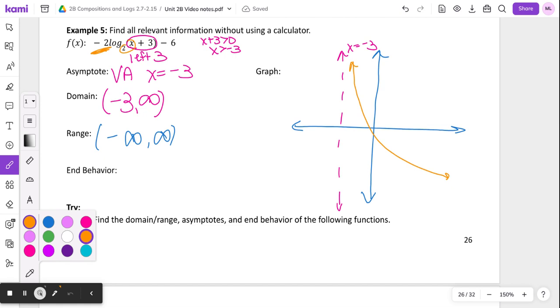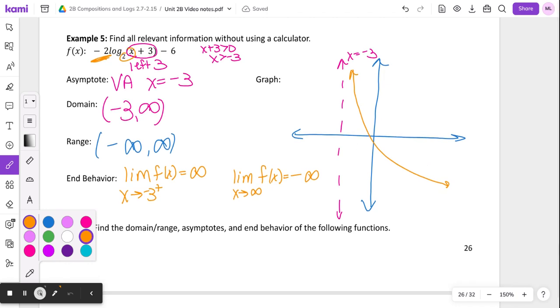So when we talk about our end behavior, we're going to do the limit as x approaches where that asymptote is, so -3 from the right. And we're going to talk about as x goes to infinity. As it goes towards -3 from the right, that increases without bound. And as x goes to infinity, it decreases without bound.